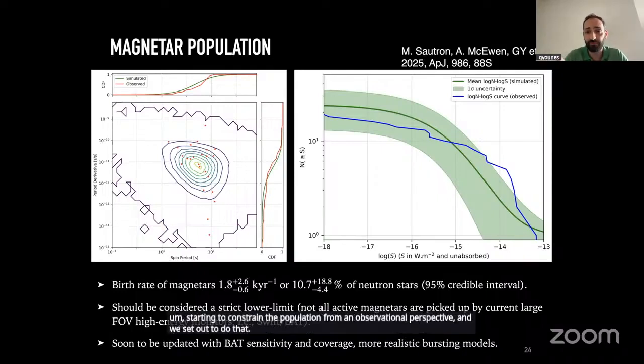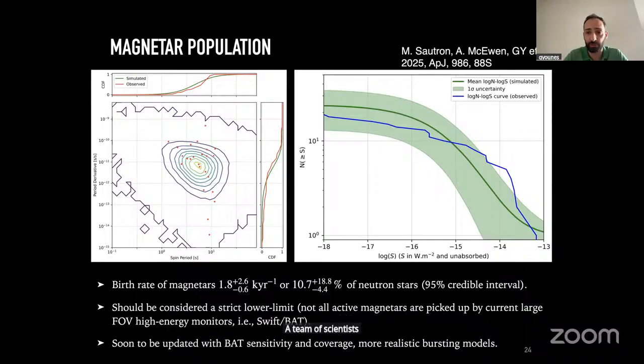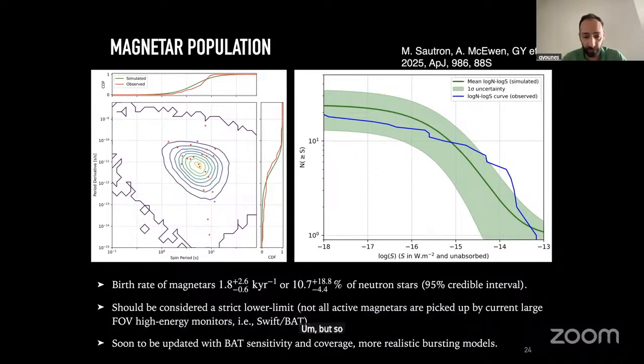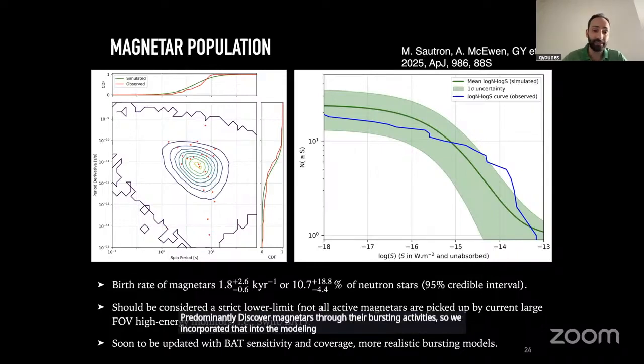A team of scientists, that would be a PhD student, my postdoc, and some collaborators, Daniela here on the call as well, who helped quite a bit in this. But basically we incorporated the observational constraints. We predominantly discover magnetars through their bursting activity, so we incorporated that into the modeling. We treated XMM as a survey. We see 0 magnetars discovered through the XMM survey.